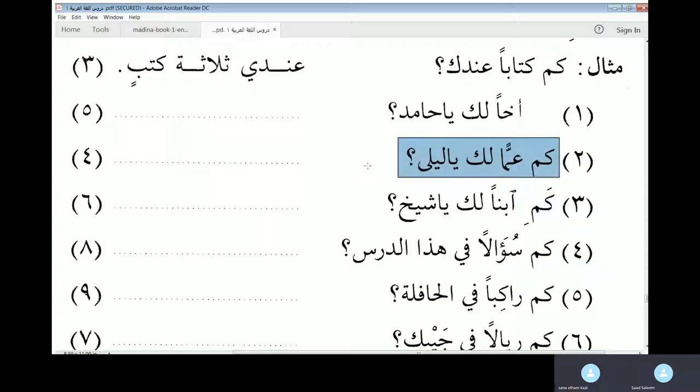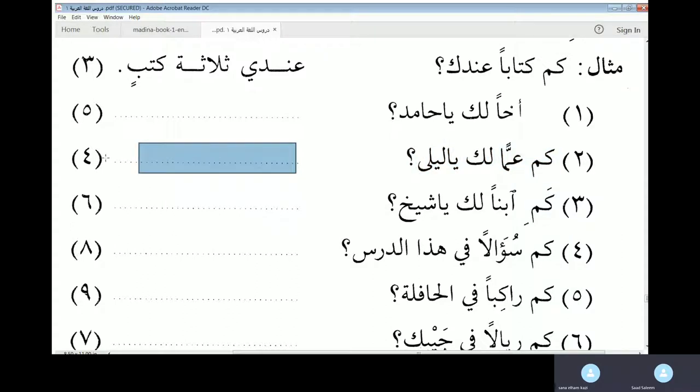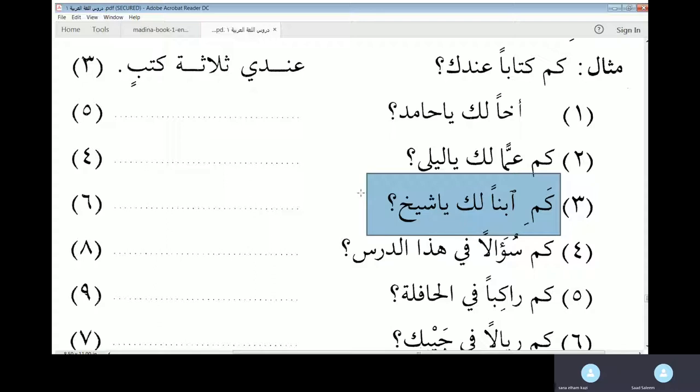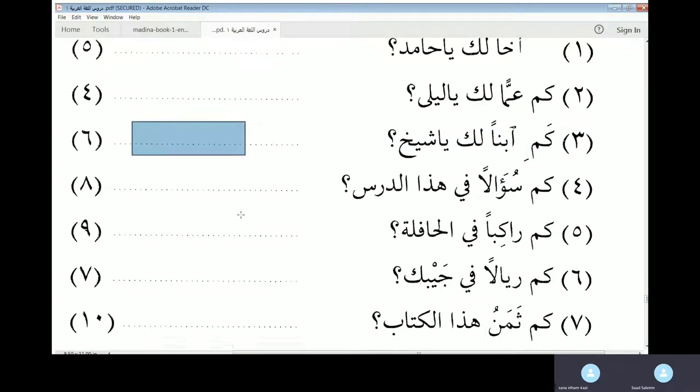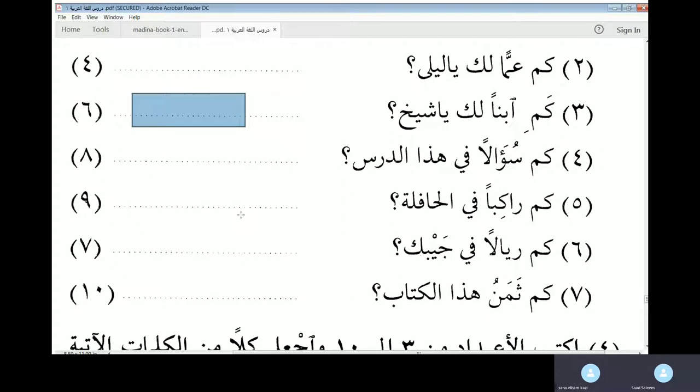Kam amman laki ya Layla? How many uncles do you have, O Layla? Li arbaatu amamin. I have 4 uncles. Kam ibnan laka ya sheikhu? How many sons do you have, O sheikh? Li sittatu abnain. I have six sons.